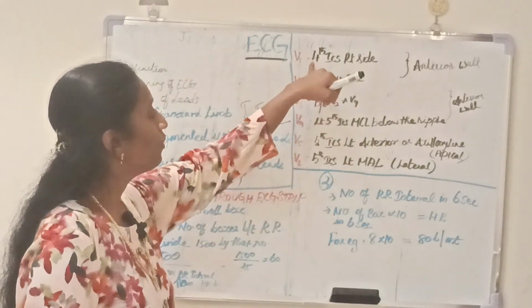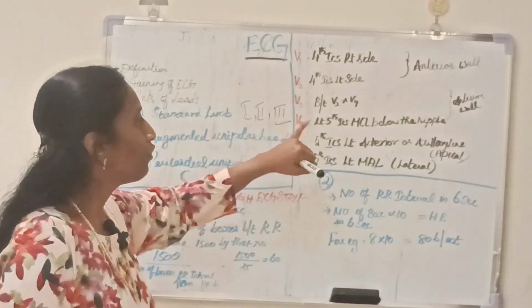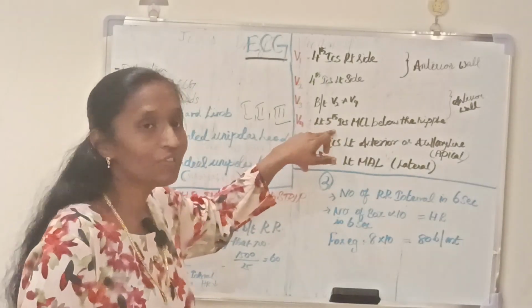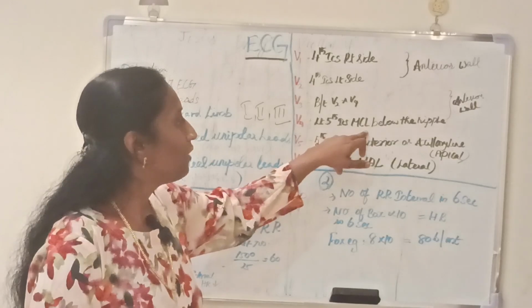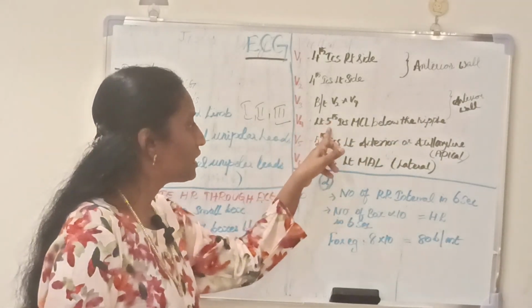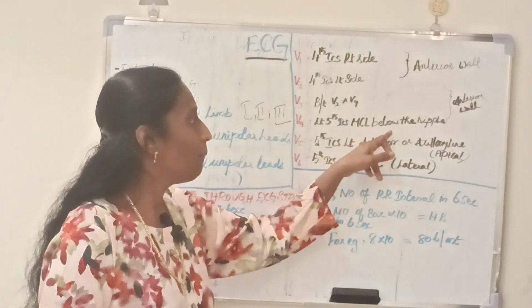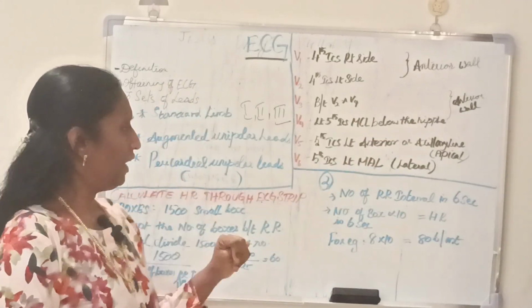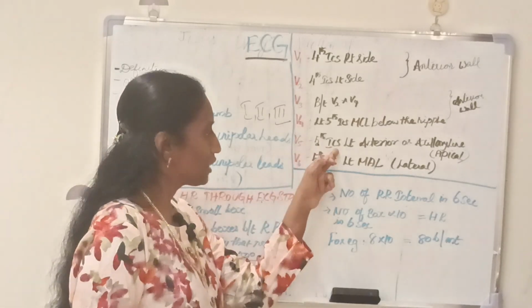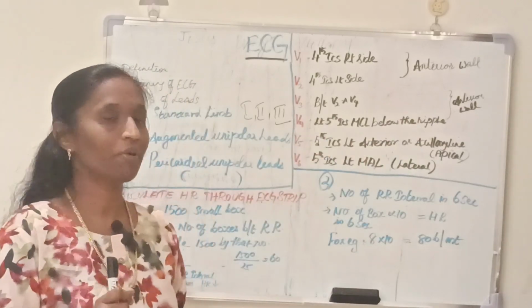So V1 and V2 represent the anterior wall, and V3 and V4 also represent the anterior wall. V4 we have to place in the fifth intercostal space at the mid clavicular line below the nipple. So V4 we place on the left side, fifth intercostal space, mid clavicular line below the nipple. Okay, and then V5 also we place in the fifth intercostal space, left anterior axillary line, which we call the apical area.